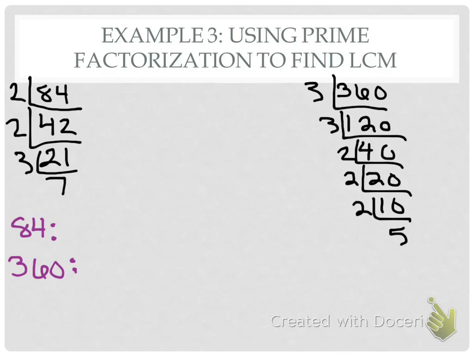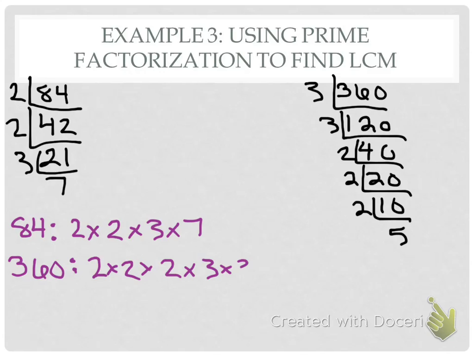So now that you have the prime factorization, list off your prime factors least to greatest. So for 84, we have 2 times 2 times 3 times 7. For 360, we have 2 times 2 times 2 times 3 times 3 times 5. Now, the same thing applies up to this point. This is the same thing as what we would do with GCF. Okay, and now we're going to group off our common factors.